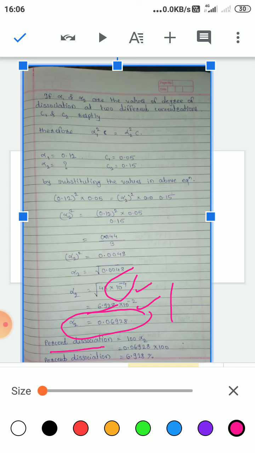Now this is the degree of dissociation, and by using the degree of dissociation we can calculate the percent dissociation for the second solution. The formula for the percent dissociation is 100 into alpha. Okay, and we are going to calculate the percent dissociation for the second solution. Therefore percent dissociation is equal to 100 into alpha 2. By putting the value of alpha 2 in the equation, we will get 0.06928 into 100, and we'll get the percent dissociation of the solution is equal to 6.928%.